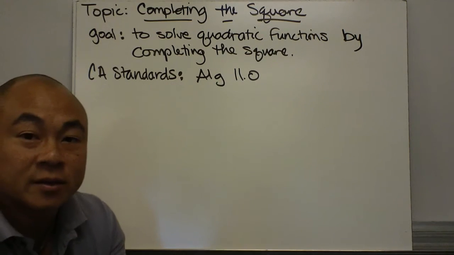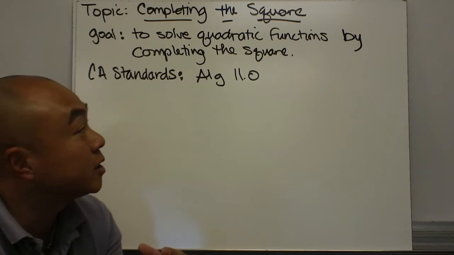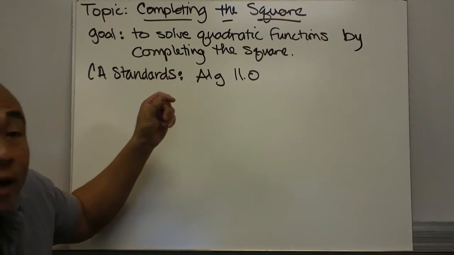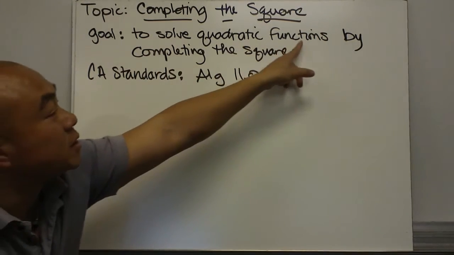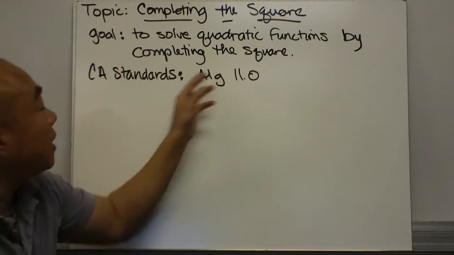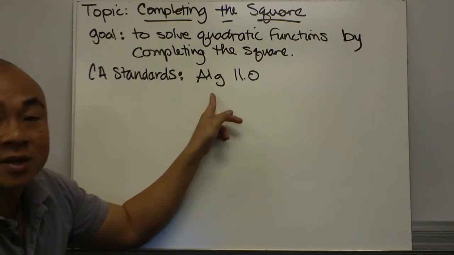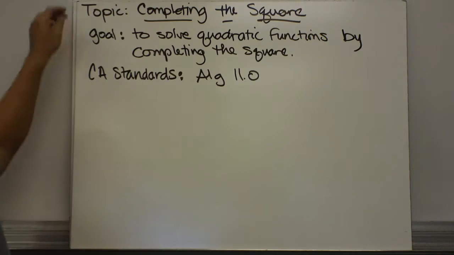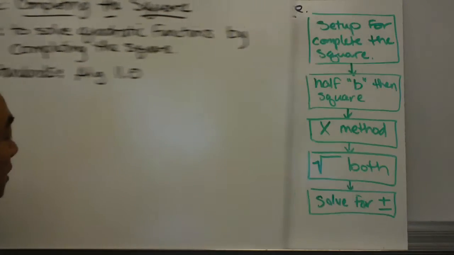This is following that series with the whole quadratic functions and quadratic equations. So our goal for today is we're going to solve quadratic functions by completing the square. And the California standards that we're going to address are Algebra 11.0. So let's get to it.